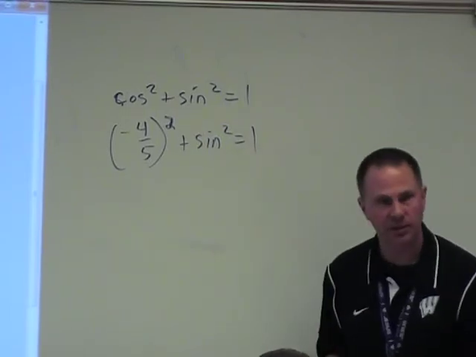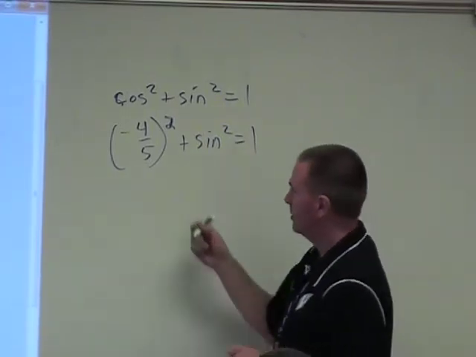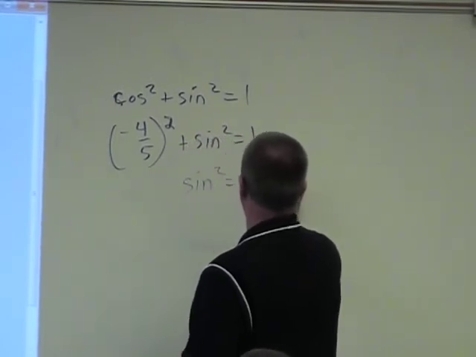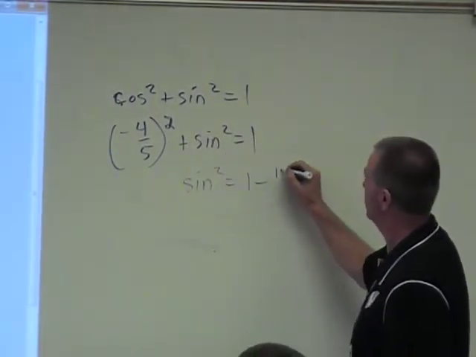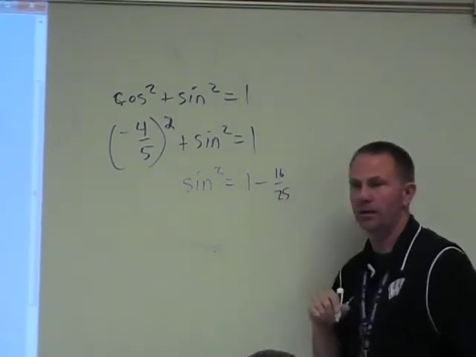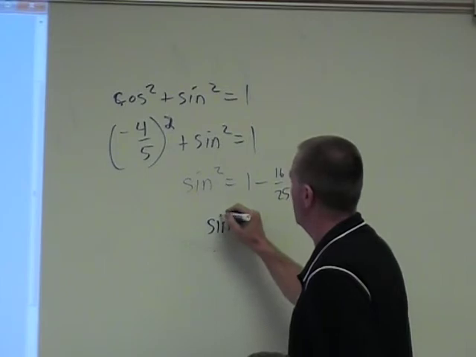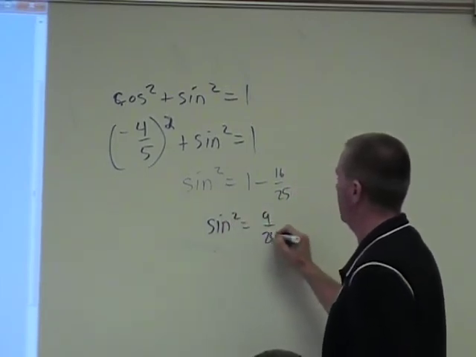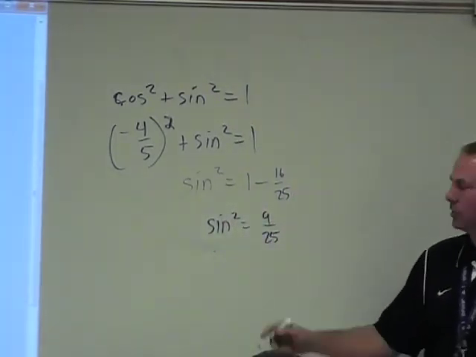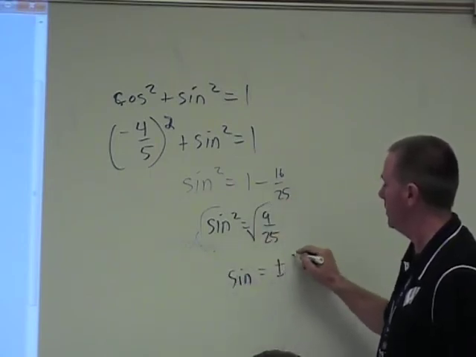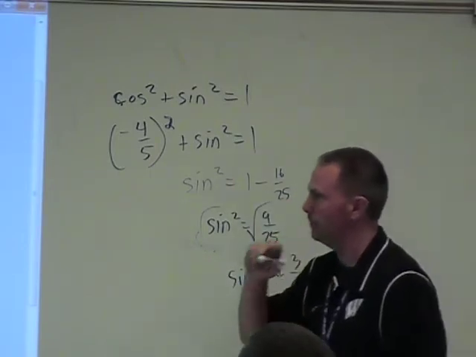So how do I solve for sine squared? Subtract this. This is 16/25. So sine squared equals 1 minus 16/25, which is what? 9/25. So the sine squared equals 9/25. Now what do I do? Square root of both sides. What do I get? Plus or minus 3/5.